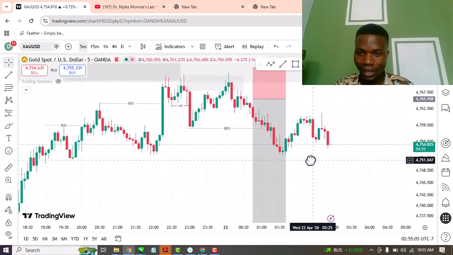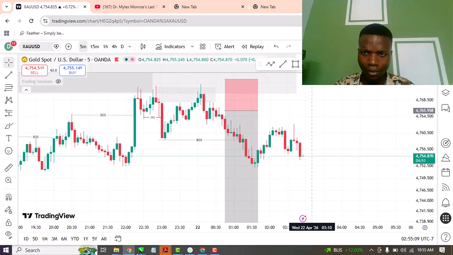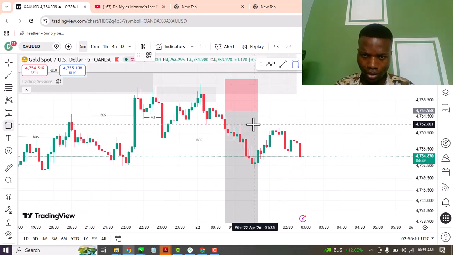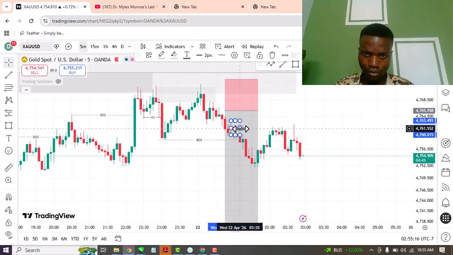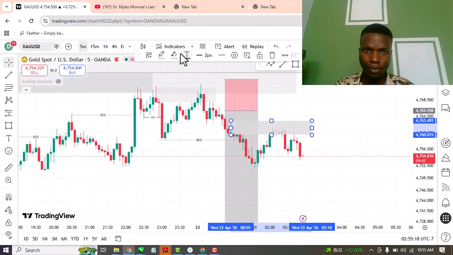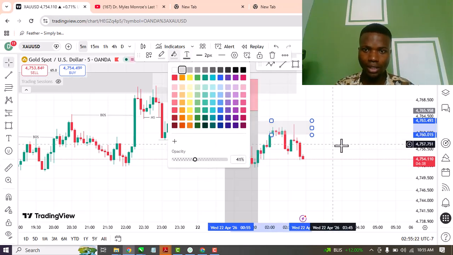So you can see what price is actually doing now: price actually respected this zone. This is the supply zone. This is where price reversed a little bit. Can you see that? So price actually made a reversal there and retested this zone.